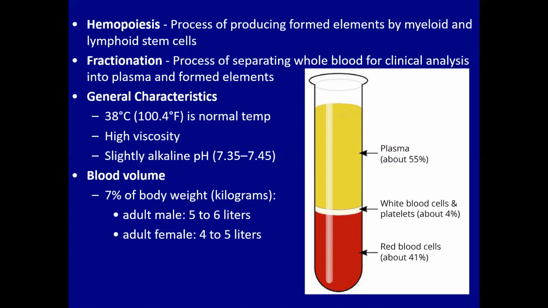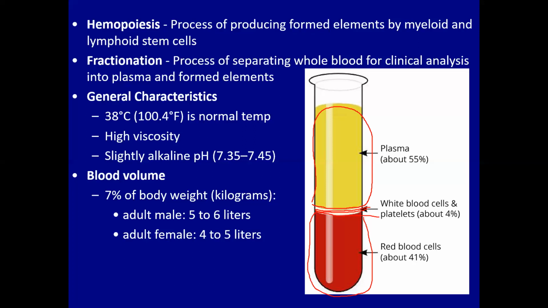So looking at this picture, you see that this blood in this tube has been centrifuged, and when that happens, you can see that about 50%, 55% is plasma, and then you have this tiny little bit right here, which is about 4%, which is platelets, and then about 41% is red blood cells.